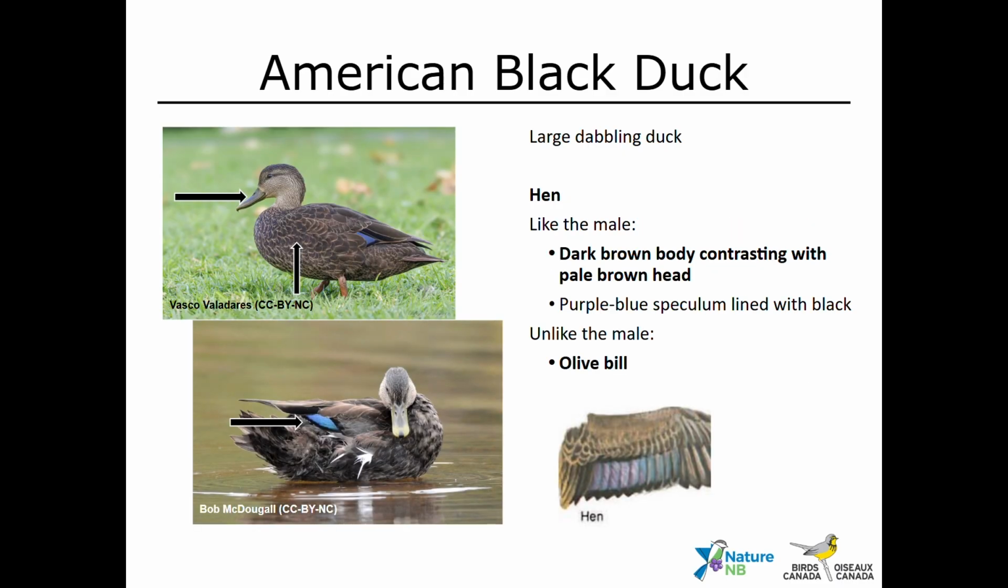The hen, like the male, has a dark brown body that contrasts with a pale brown head. She has a purple-blue speculum lined with black. But unlike the male, her bill is olive-colored as opposed to that bright yellow.